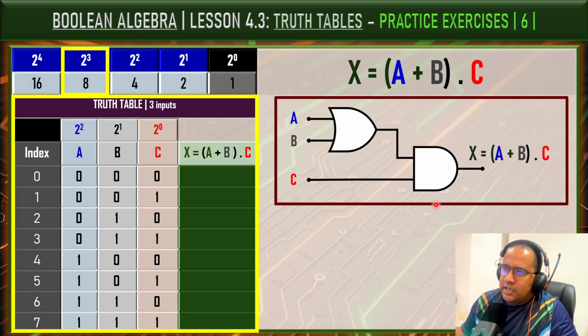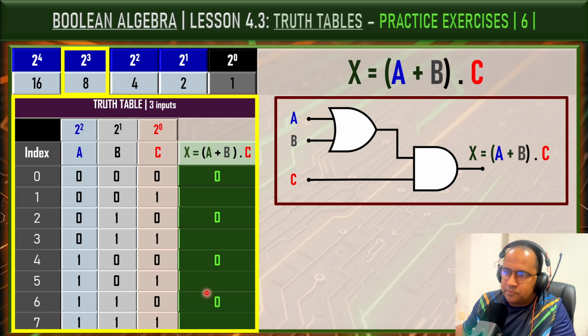Again, let's start looking at input C. And remember an important property of the AND operation. Whenever one of its inputs is equal to 0, the output must also be 0. Therefore, every row where C is equal to 0 will automatically produce a logic 0 at the output, regardless of the values of A and B. So we can immediately complete all these rows with the logic 0. Okay, now let's focus on the rows where C is equal to 1. In this case, the final output depends entirely on the results produced by the OR gate.